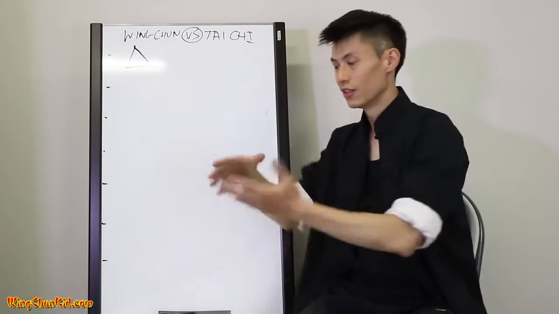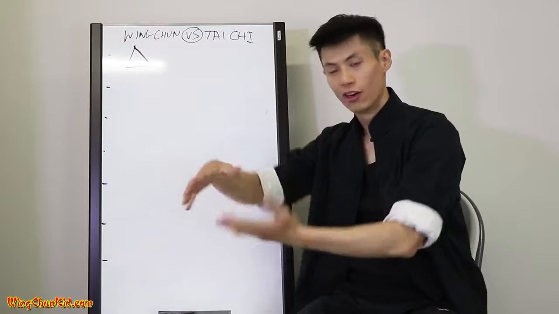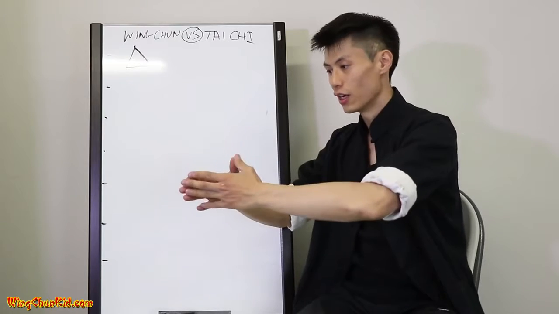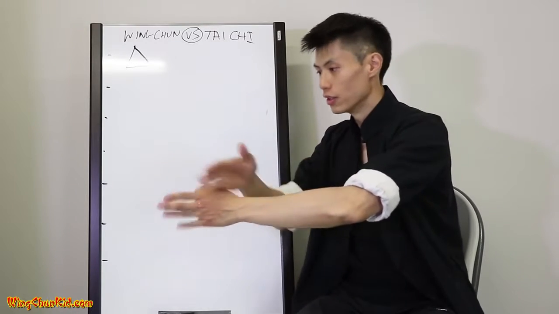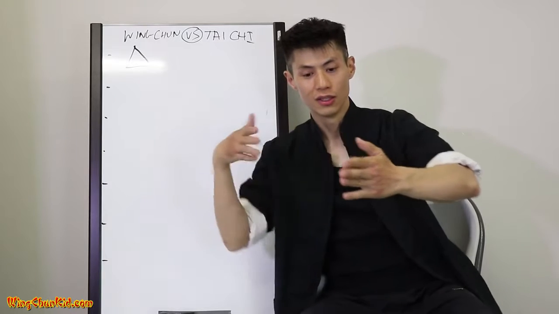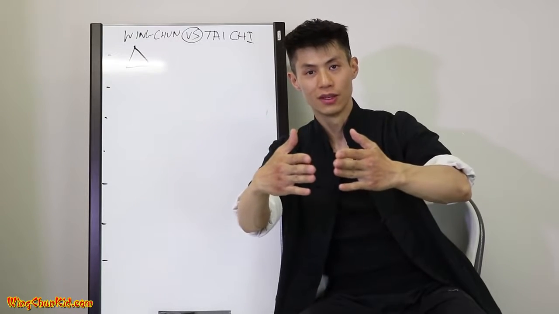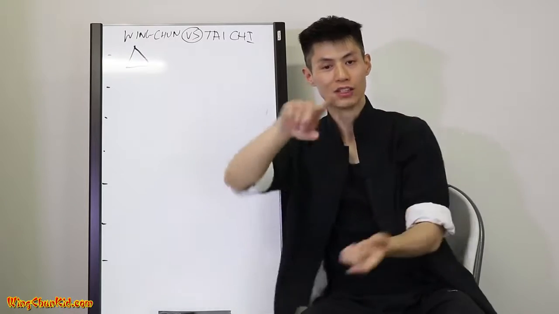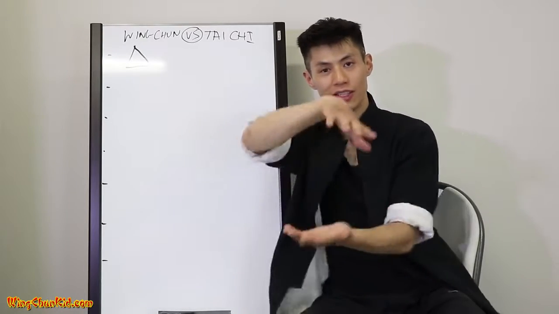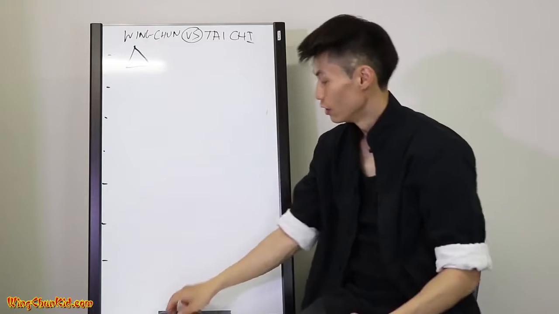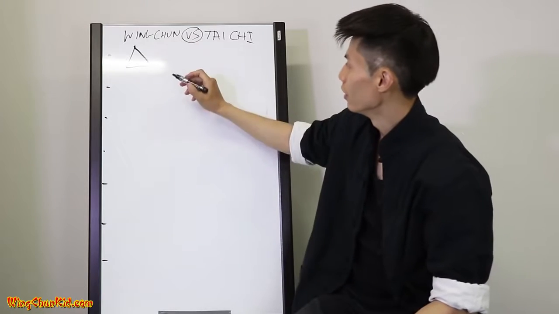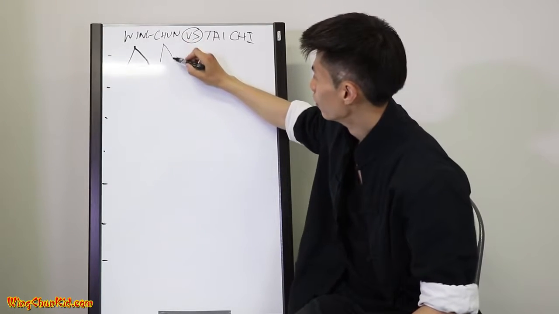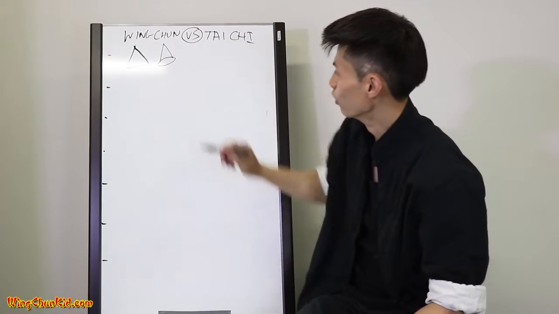So the basic structure of the arms in Wing Chun is a triangle. It goes into the center in a wedge format. Now you make that a 3D shape, it becomes a cone. If you make a triangle and you spin it 360 degrees, it becomes a cone. So the shape of Wing Chun is a triangle, or if you make it 3D, it's a cone.